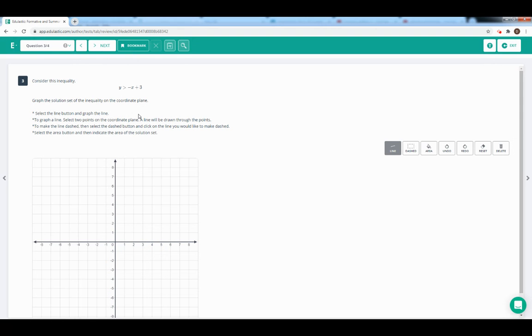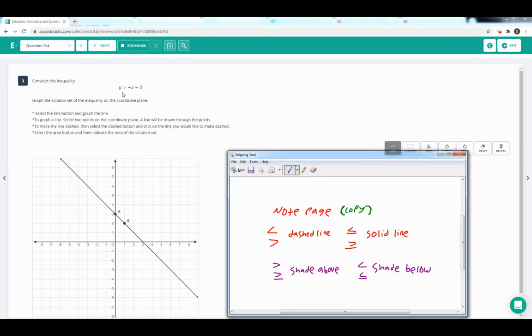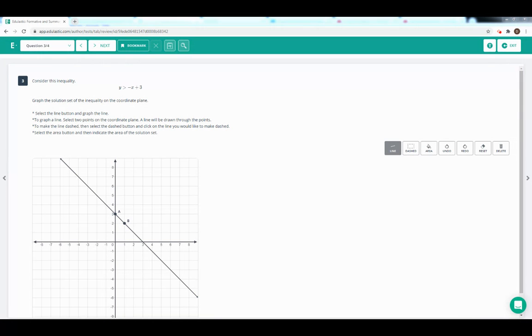Okay, y is greater than x plus 3. I'm going to start at positive 3. Now my slope is negative 1, so we're going to go down 1 over 1. I'm going to check my note sheet here. We have greater than. That is a dashed line, which means I'm going to have to click that dashed thing and click the line to get my dashed line.